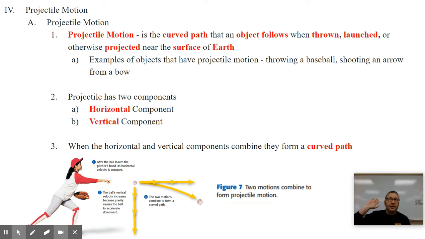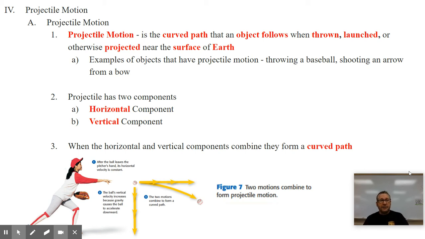You're going to notice that it doesn't just keep on going. In fact, gravity is having an impact on it. So is air resistance, but gravity is what really gives it the curved path. Okay, there are two components of an object that is considered to have projectile motion. It has a horizontal component as well as a vertical component.